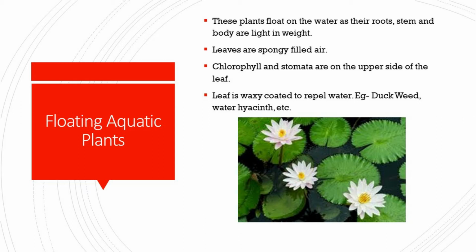Why? Because the lower side of the leaf is always in contact with water, so no exchange of gases will happen there. So in aquatic plants, the stomata are on the upper side of the leaf. Then the leaf is waxy coated to repel water. This means the leaves are always in contact with water, so they would rot, so they are waxy coated so that the leaf cannot get damaged by water. Examples are duckweed, water hyacinth, etc.